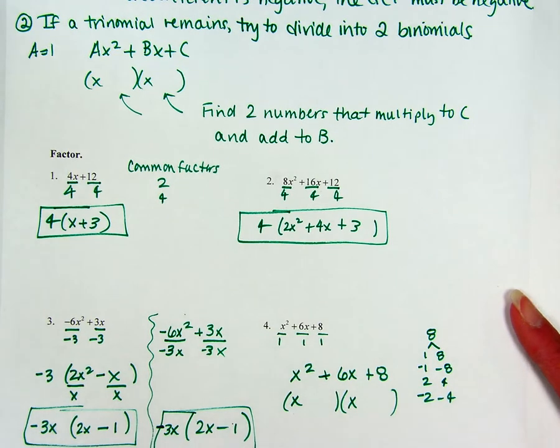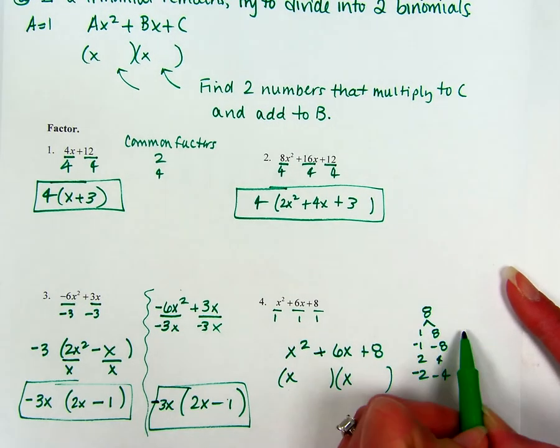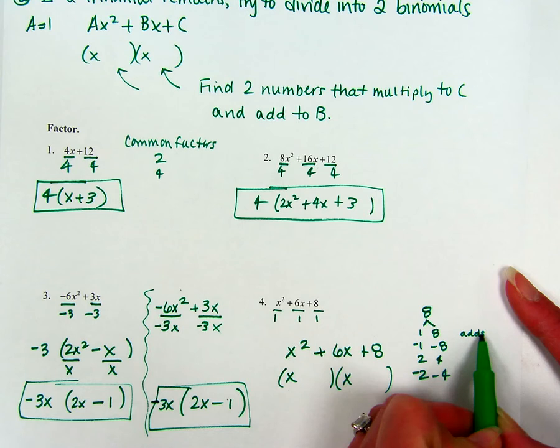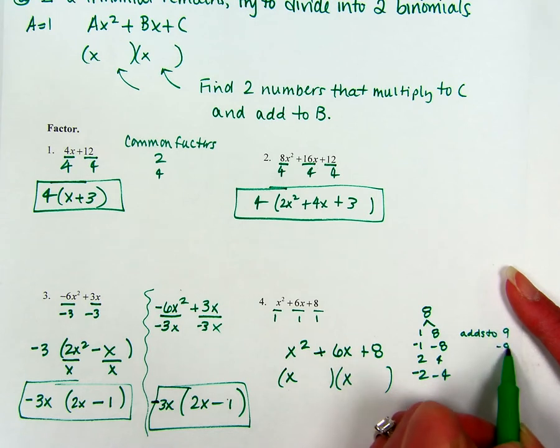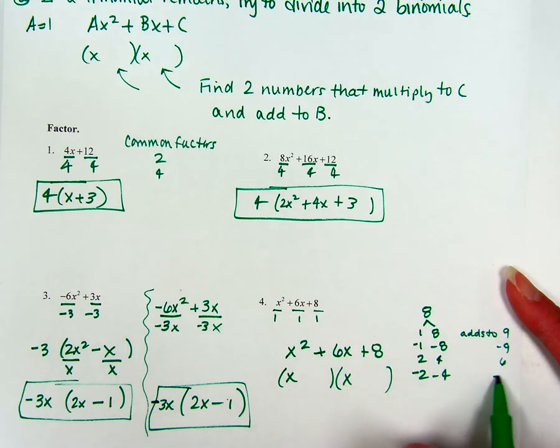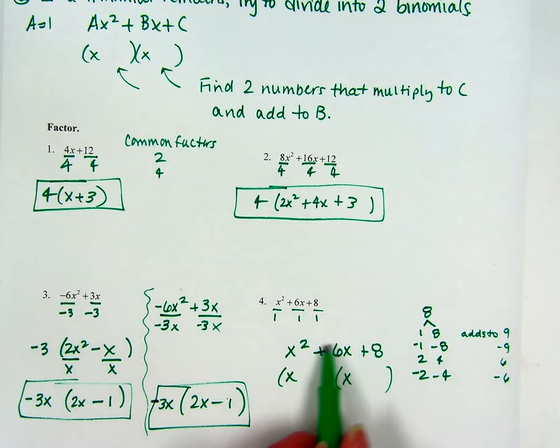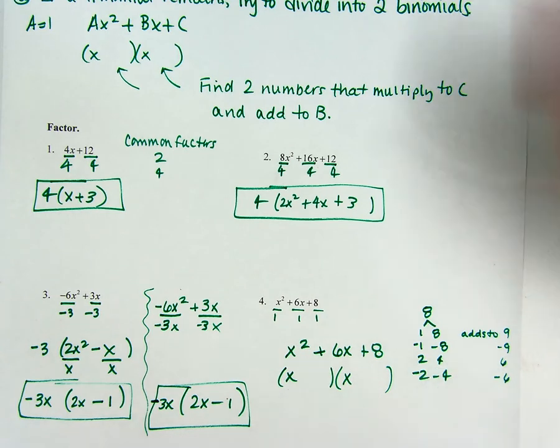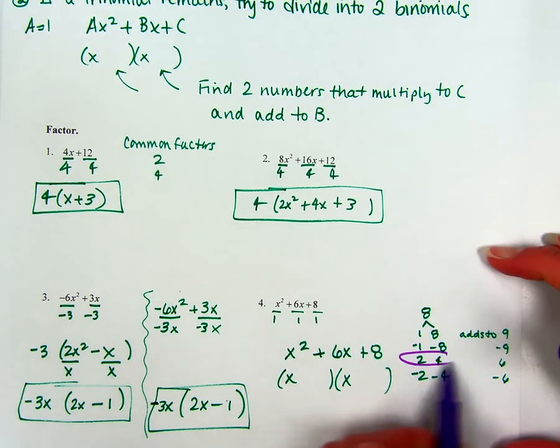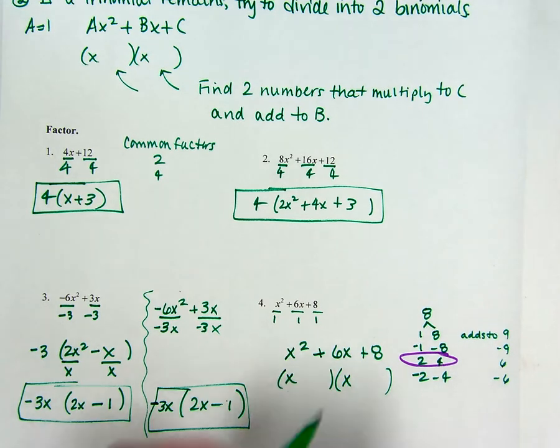All right, but if I were to add them, this adds to 9. This adds to negative 9, 6, and negative 6. I needed to add up to that middle term, which in this case is 6. So what I want is these two values. All right, so those two values will go here.